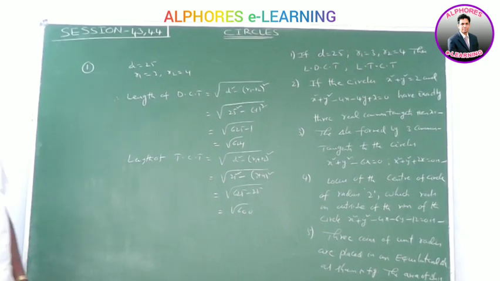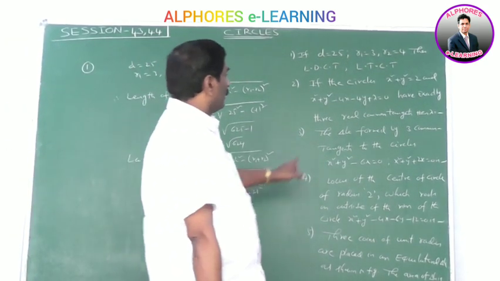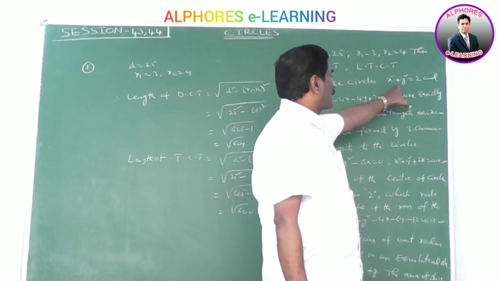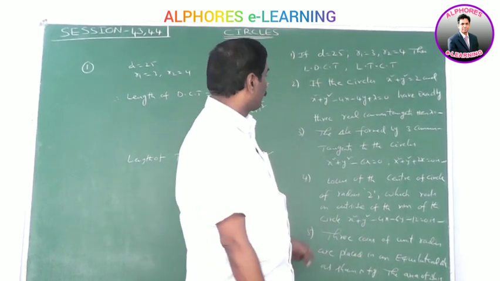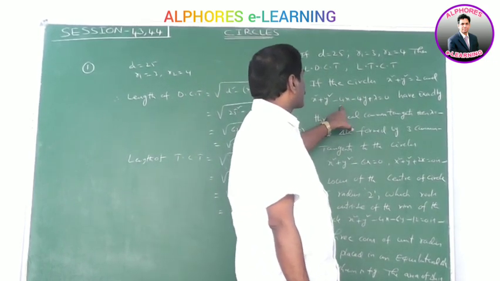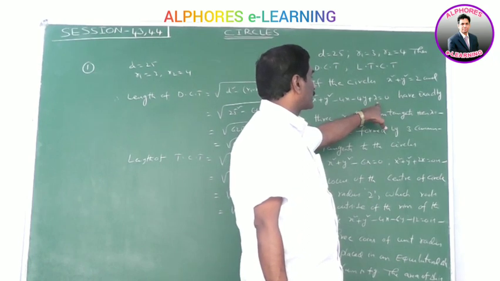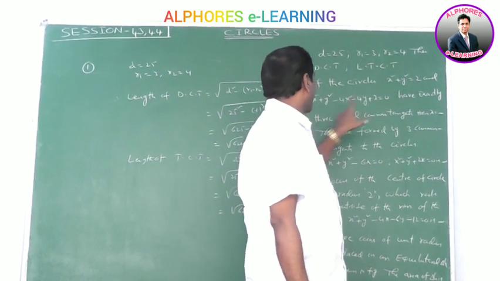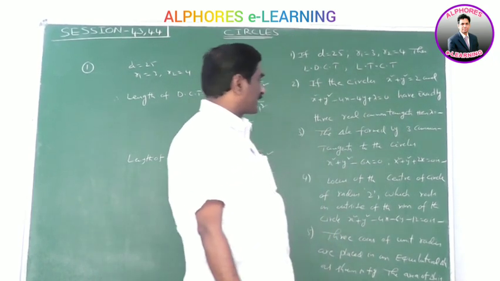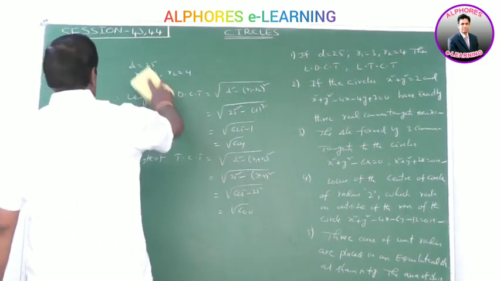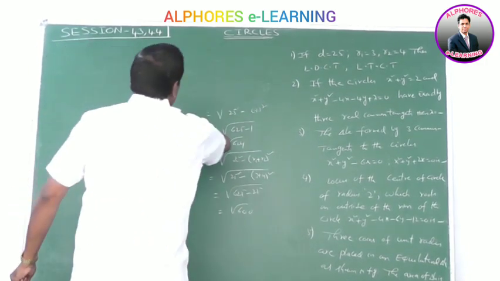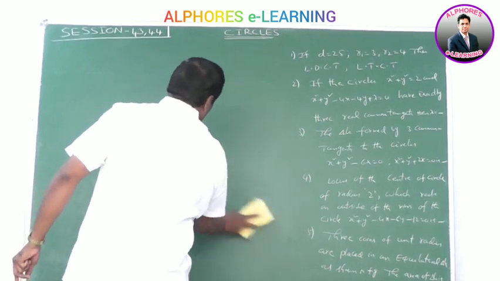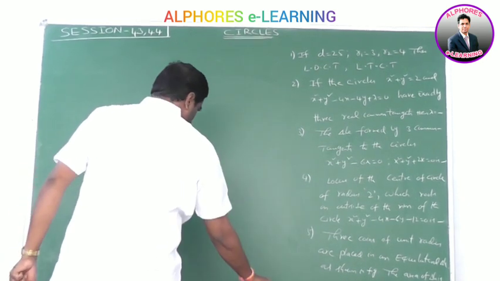Next, second one. If the circles x square plus y square is equal to 2 and x square plus y square minus 4x minus 4y plus lambda is equal to 0 have exactly 3 real common tangents, then lambda is equal to dash.